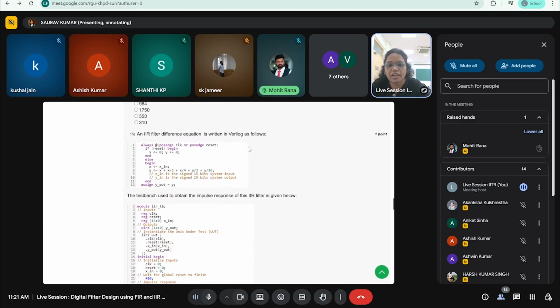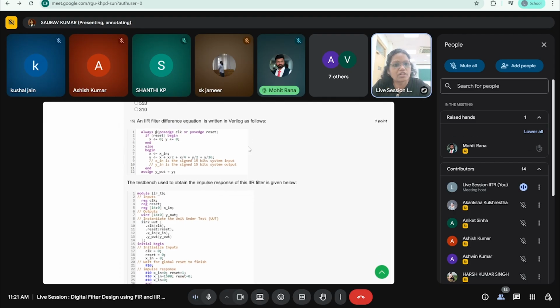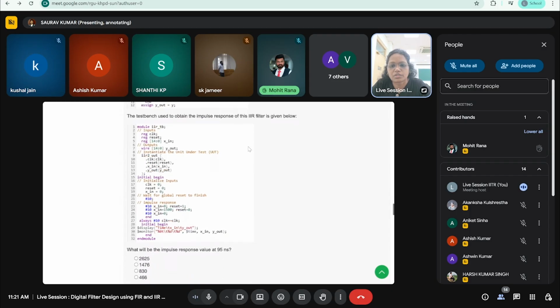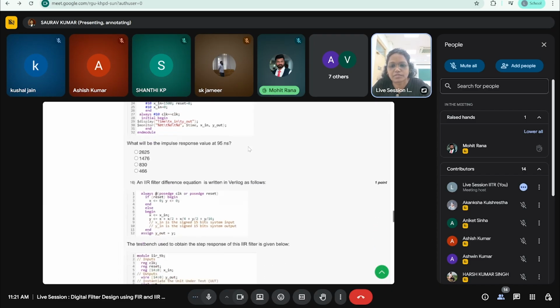And then 15, again, similarly, you have to run this code in the simulator, the code which is given. IIR filter difference equation as well as the test bench is given. So with this test bench, run the code and get the impulse response, understand the code as well and the test bench also. Okay, and pick up the answer which is correct here. Impulse response at 95 nanoseconds. What is the response from the filter?